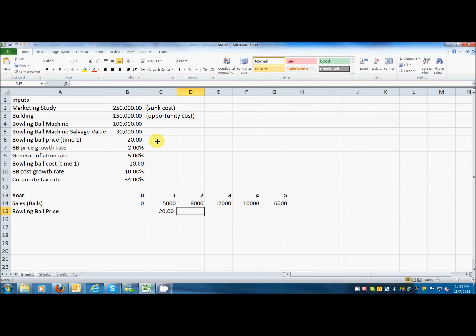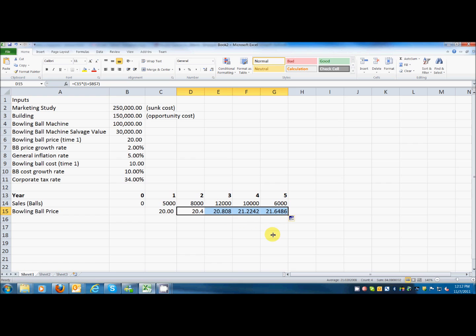Now I can say that the next one is going to be equal to the previous one multiplied by open parenthesis 1 plus, and then I'm going to select the growth rate, which is right here, the bowling ball price growth rate. I want these cells to continue to reference that particular cell as I pull across. If I don't do anything, the next cell will reference C7, and then D7 and on. We don't want to do that. So how do I fix that? I hit F4, and it puts in those little dollar signs, and that fixes the cell reference. So I hit enter, and that looks like a 2% increase to me. And I'm going to drag this on over.